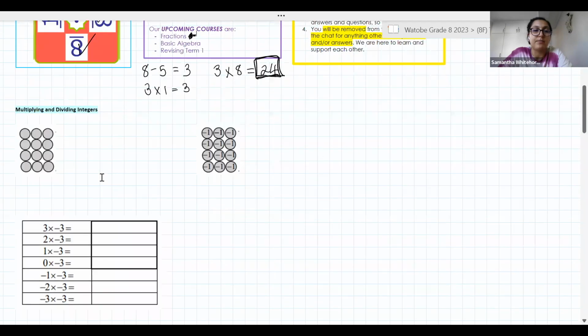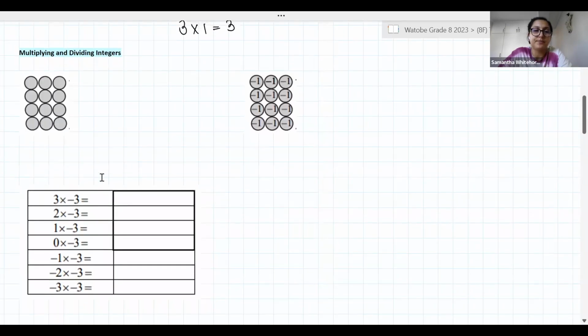Today we're going to have a look at multiplying and dividing integers.